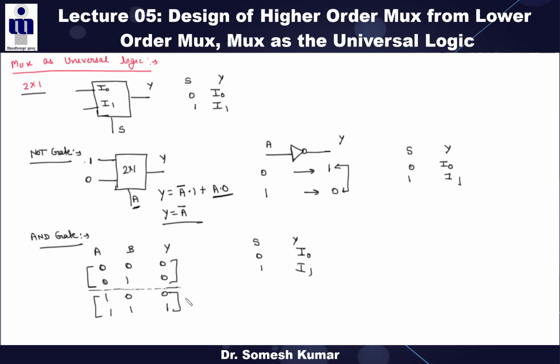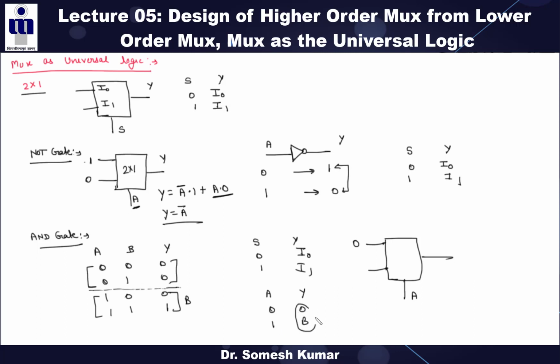We can say this is your B, this is your B, right? From here, now it is clear which ones are the inputs and which one is the output. If I am taking A as a select line, and if A is 0, what is the output? Output is always 0. So we can take this as a 0. In other words, if A is 0, output is 0. If A is 1, output is 1.